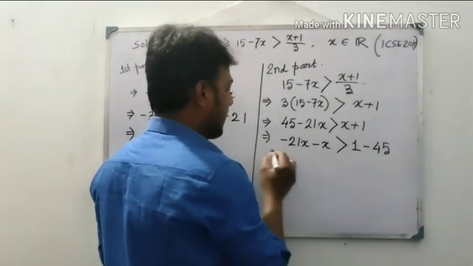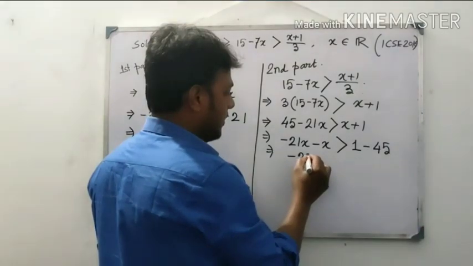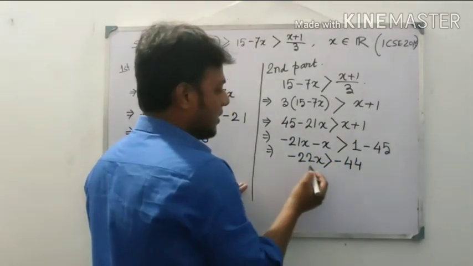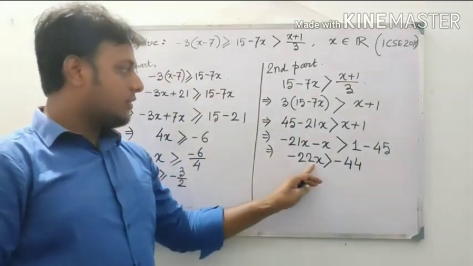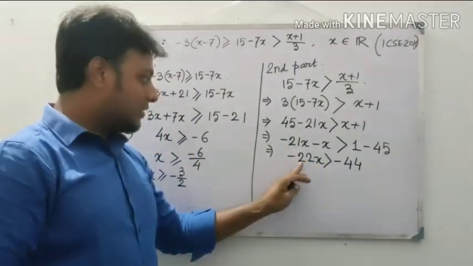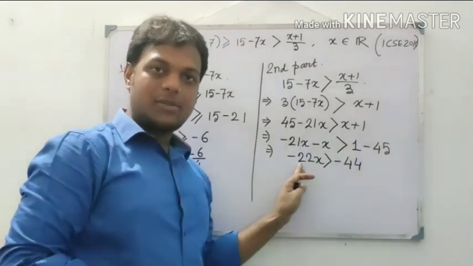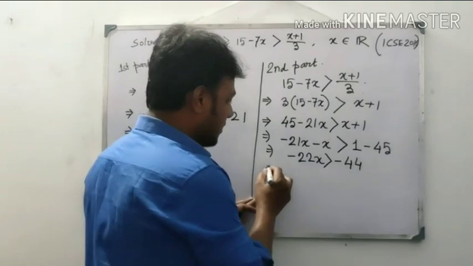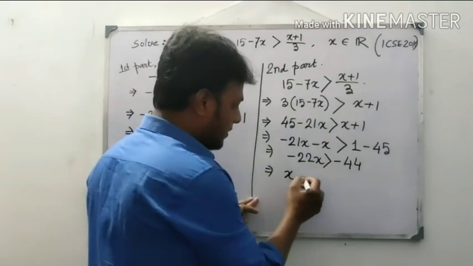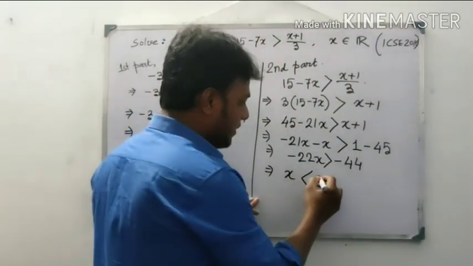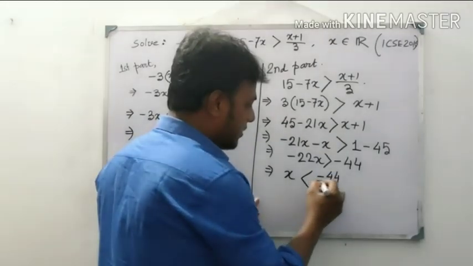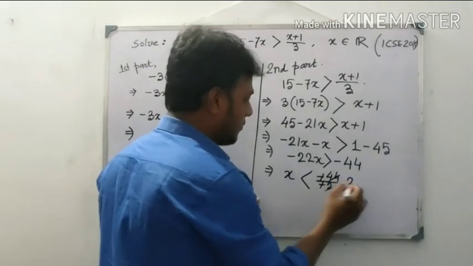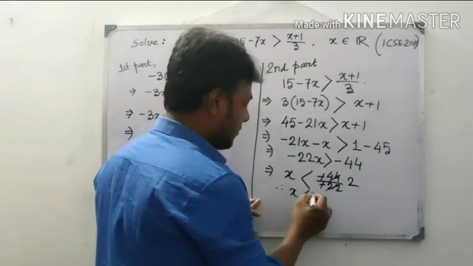Understood? So this is minus 22x greater than 1 minus 45, that is minus 44. To solve for x, we have to divide both sides by minus 22. Since minus 22 is a negative number, the inequation sign will be changed. So greater than will become less than. And if we divide minus 44 by minus 22, then minus minus cancel out and it will be 2. Therefore x is less than 2.